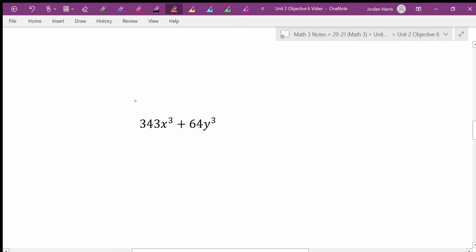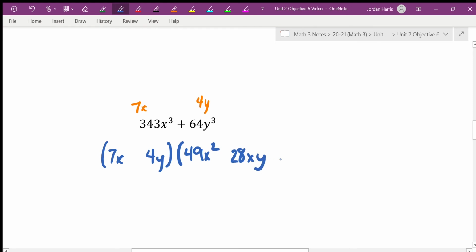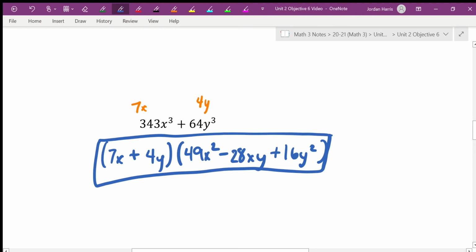So 343 relates to 7, x cubed relates to x, 64 relates to 4, y cubed relates to y. So 7x and 4y. A is 7x, b is 4y. That's my binomial. Then I have my trinomial, a squared, a times b, b squared. Same, opposite, always positive. And there we have it, factored.